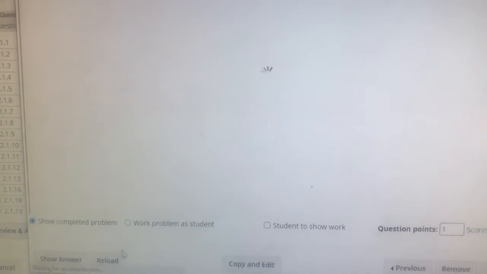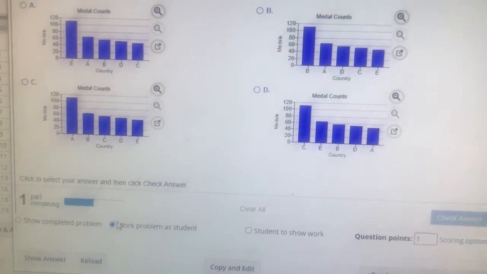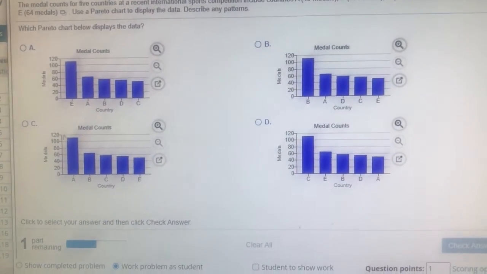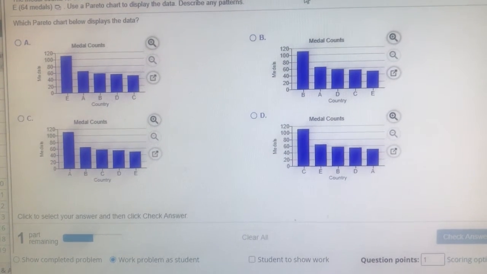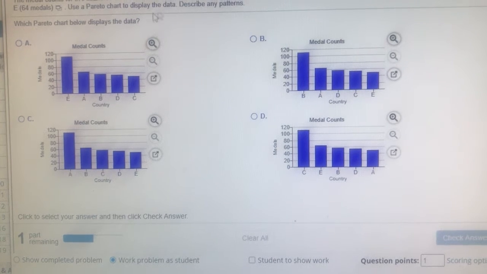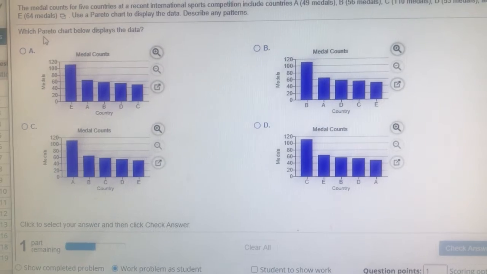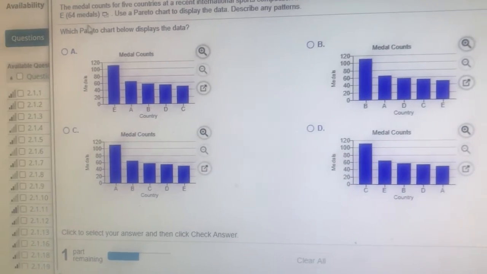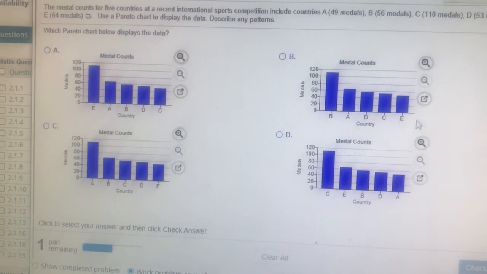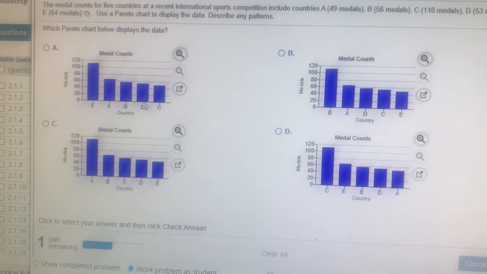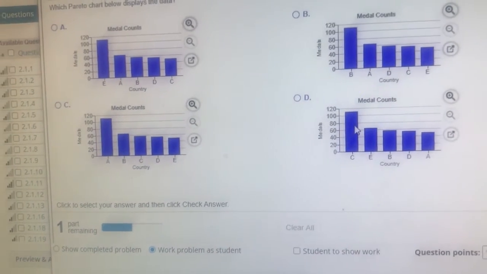What we have here are medal counts for 5 countries at a recent international sports competition. You got country A, B, C, D, and E. Now, this is called a Pareto chart, because they're put in order from greatest to least. You got your biggest one, and then they just go down. All these look good as far as biggest and then going down to least.